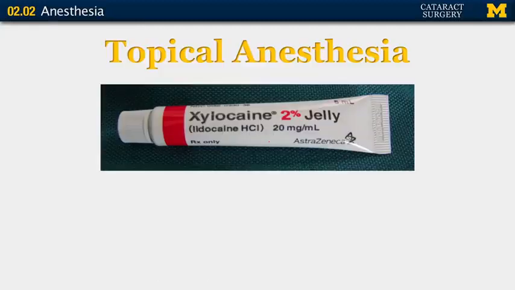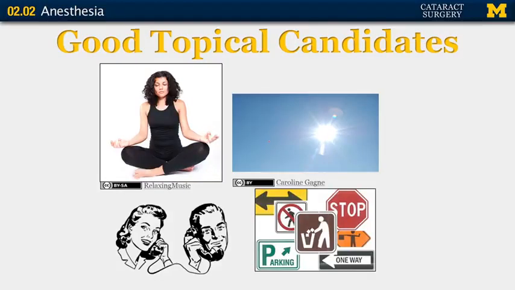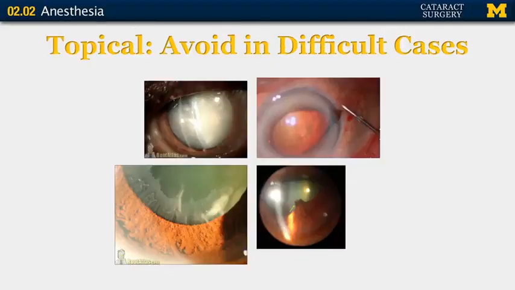The most common form of anesthetic that is used now is topical anesthesia. Patients who are good topical candidates include those who are relaxed and don't have high anxiety, patients who can tolerate bright lights, those that can hear and communicate well and also follow directions. Especially as a beginning surgeon, you may want to avoid using topical anesthesia in cases that you anticipate to be difficult. For example, patients with a white mature cataract, those with IFIS could have the potential for iris prolapse, those with pseudoexfoliation, or posterior synechiae.